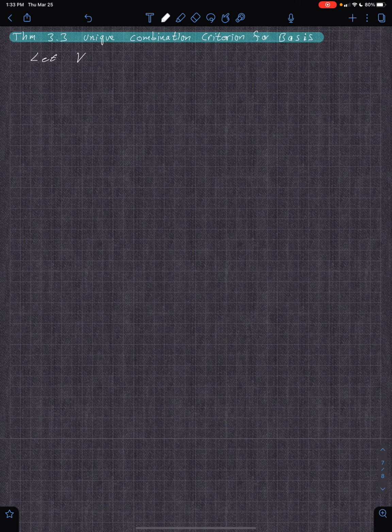So we're going to let V be a vector space. Let B be a subset of V, and B is not made up of all zero vectors. So it basically isn't just the zero vector. It has to have other cases in there.